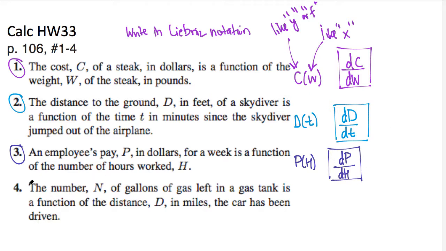And finally, number 4, the number of gallons of gas left in a tank is a function of the distance in miles the car has been driven. So this is n as a function of d. So my Leibniz notation for the derivative of this function would be dn dd. So this is quite simple, honestly, if you look at it. You just need to know what is the variable for the function, so your y or your f, and what is the variable for your x. So this is our dependent, this is our independent.